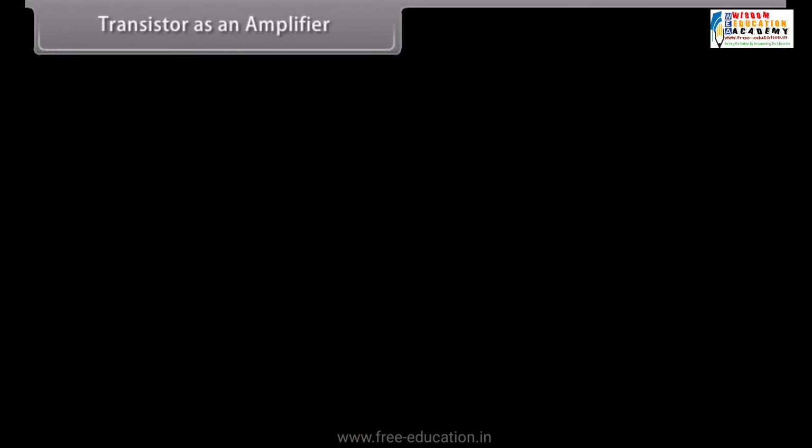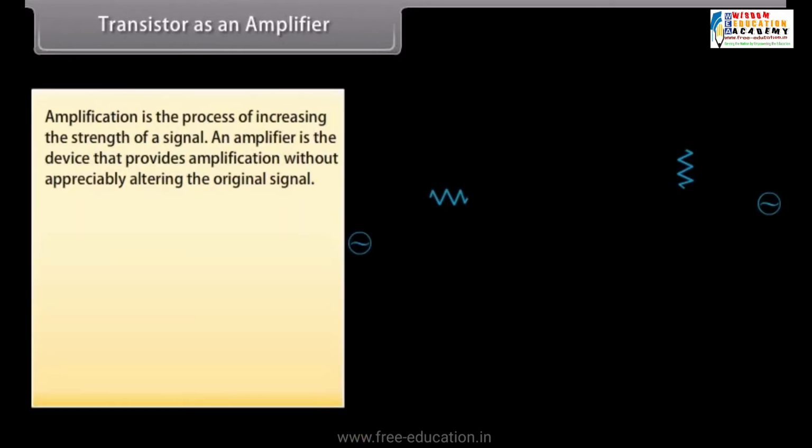Transistor as an amplifier. Amplification is the process of increasing the strength of a signal. An amplifier is a device that provides amplification without appreciably altering the original signal. We consider the operating point of the transistor somewhere in the middle of the active region. The DC voltage VCE is equal to VCC minus ICRC and would also remain constant. The operating values of VCE and IB determine the operating point of the amplifier.